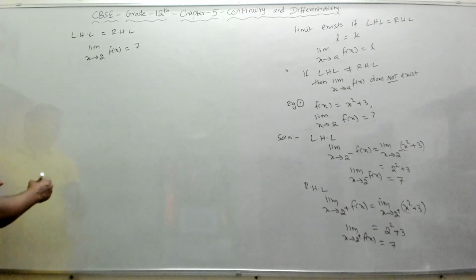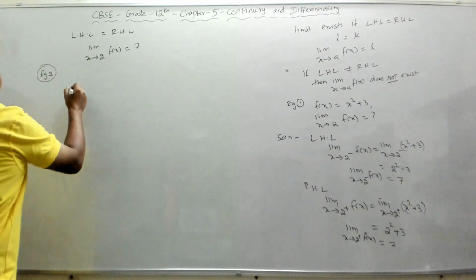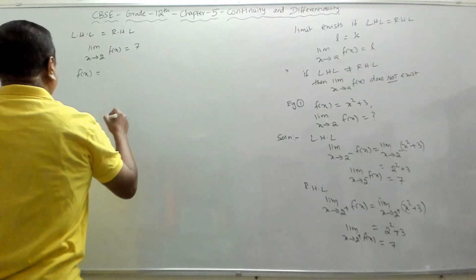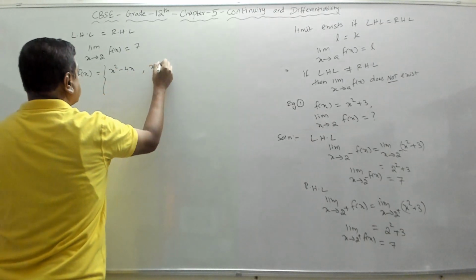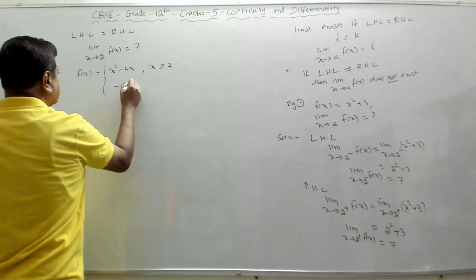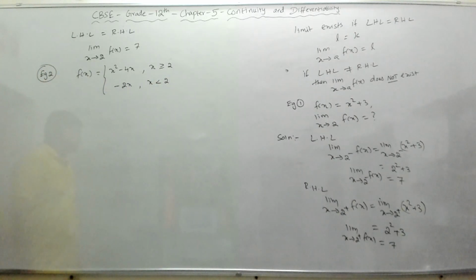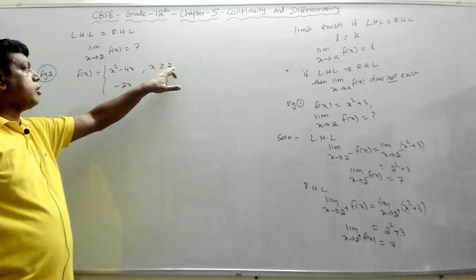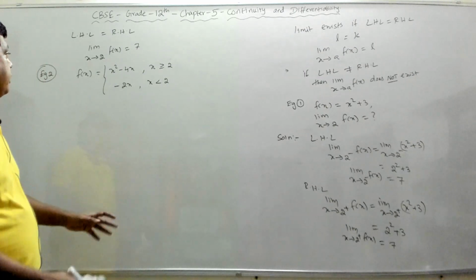Now we'll see another example. Example 2. Suppose we have a function f of x. Suppose f of x is equal to x square minus 4x when x is greater than or equal to 2, and minus 2x when x is less than 2. Right? This is how the function is defined. F of x is x square minus 4x when x is greater than or equal to 2, and it is minus 2x when x is less than 2. Right? Now we need to find.